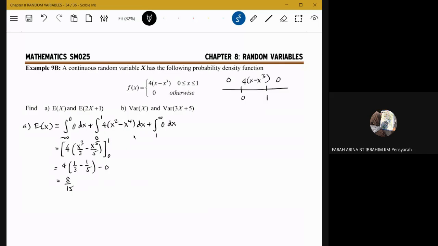Okay, and then we need to find the E(2X + 1). So by simplifying, we know that it should be 2E(X) plus E(1). So 2 times 8 over 15 plus 1, since we have E of a constant. So we're going to have the value will be equal to 31 over 15.